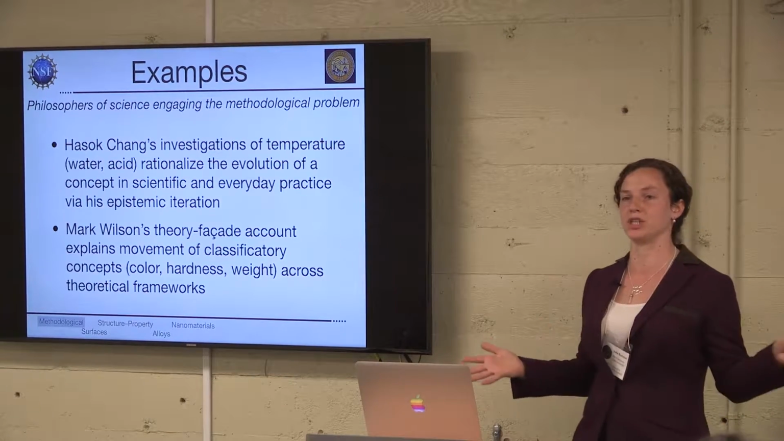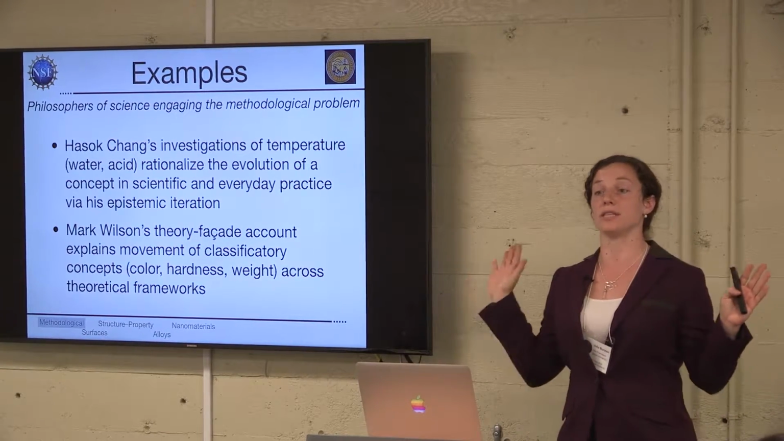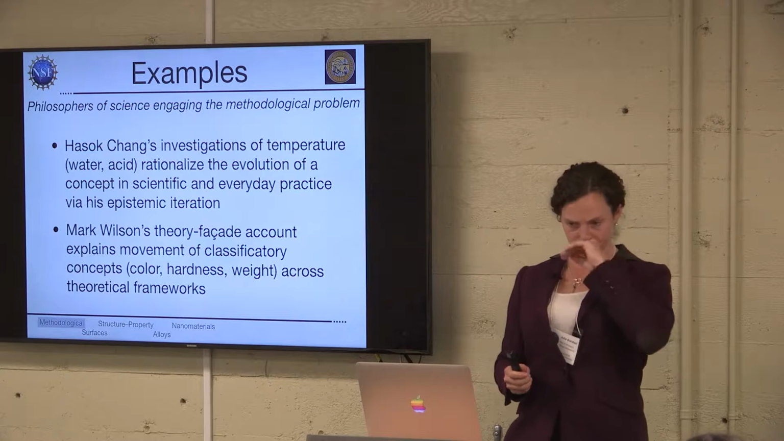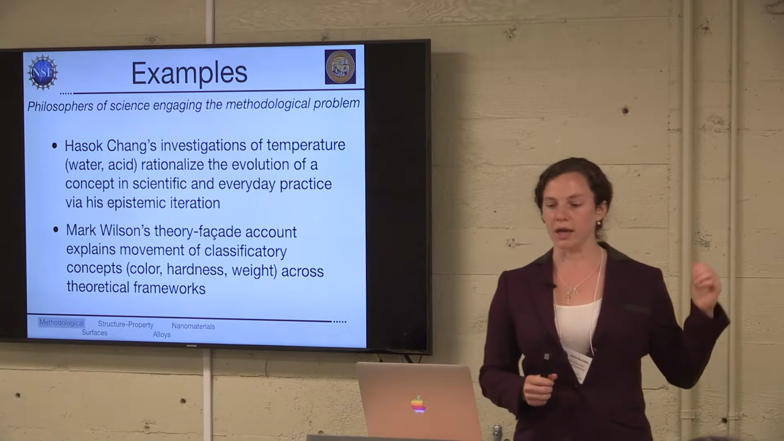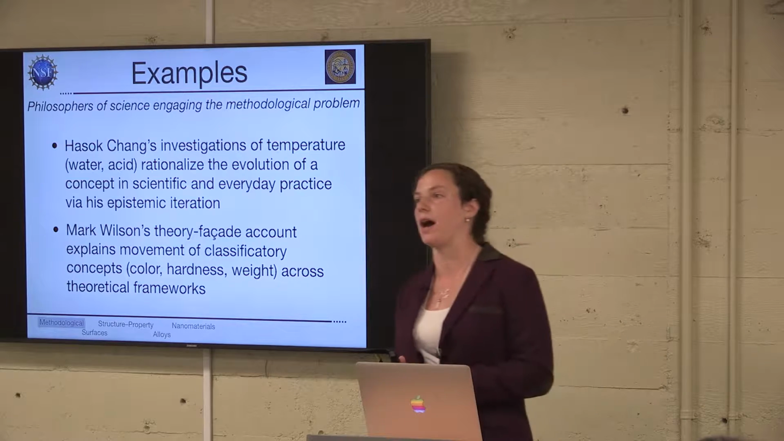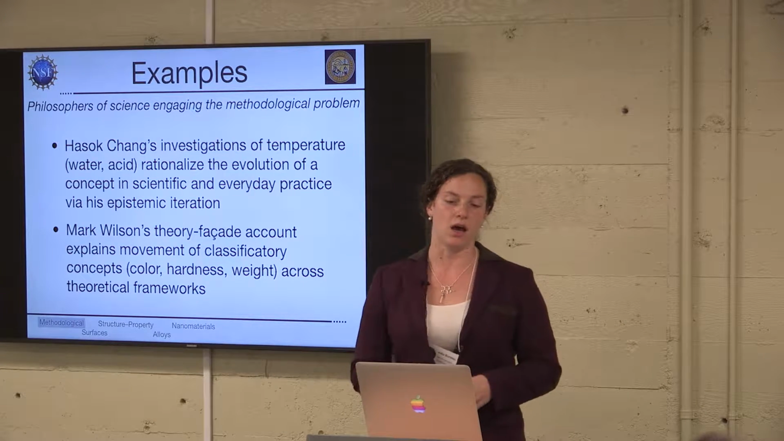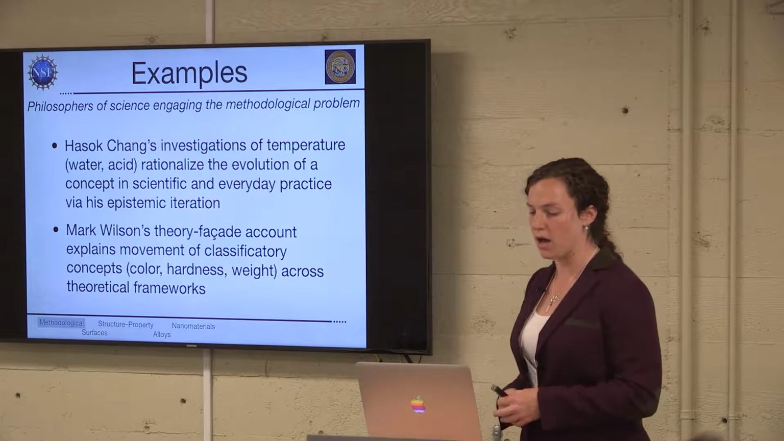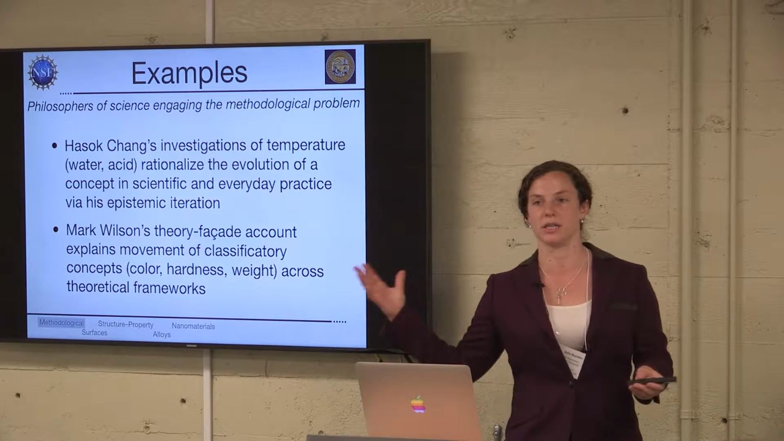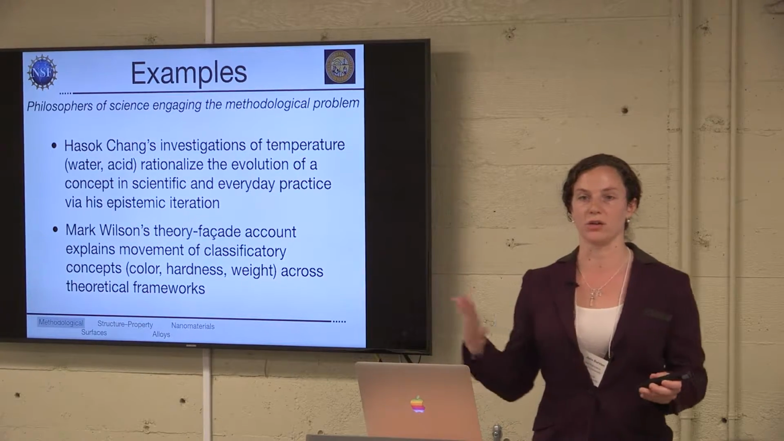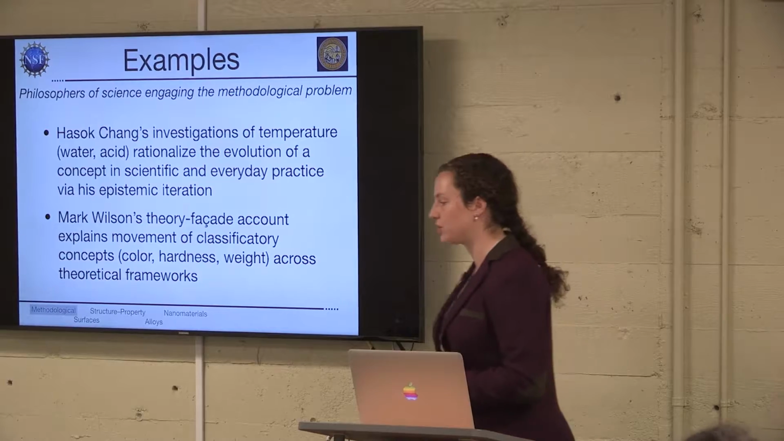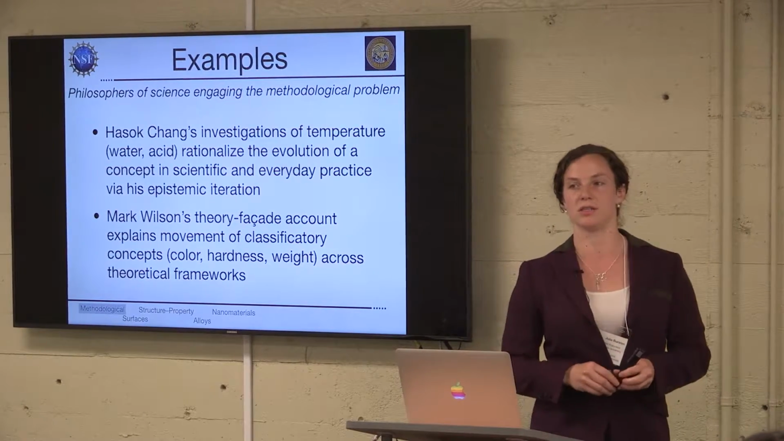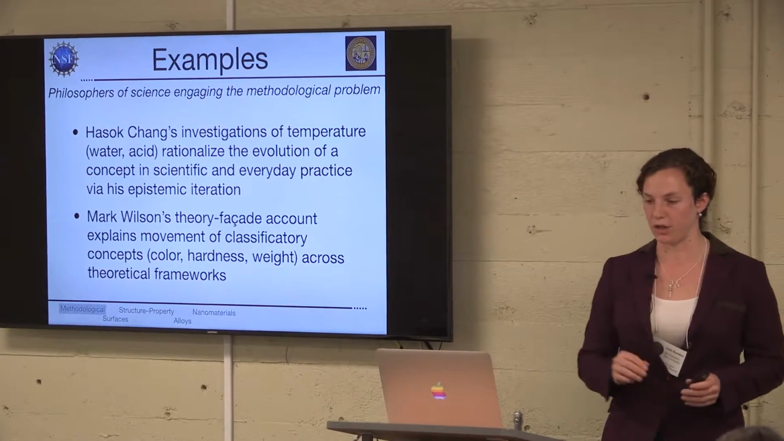And he has a theory of epistemic iteration that's supposed to explain how we get this concept, how we manage to use it over and over, and how it picks out a relevant scientific kind. And then Mark Wilson has a theory facade account of how concepts engage with scientific theories, which explains the movement of classificatory concepts like color, hardness, and weight across different theoretical frameworks. So hardness in wood, hardness in metal, weight in space, weight on Earth, weight on Mars, color as it applies to nanomaterials, as it applies to dyes, as it applies to human eyeballs.